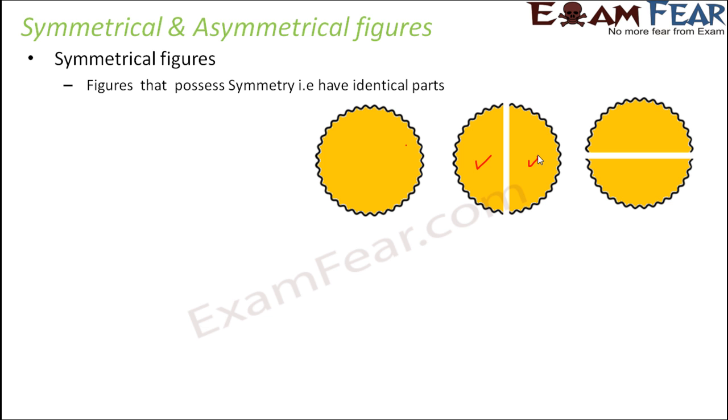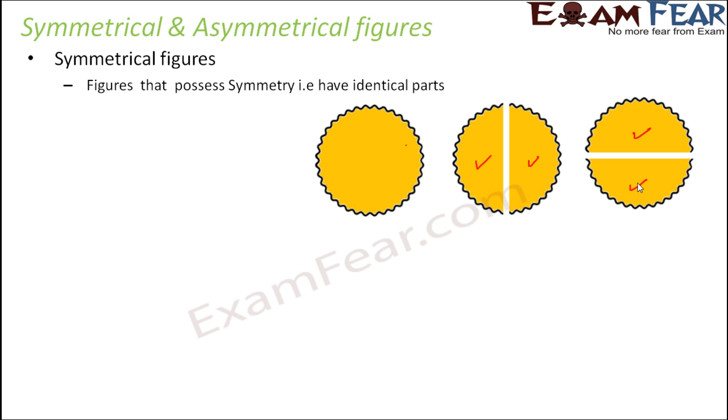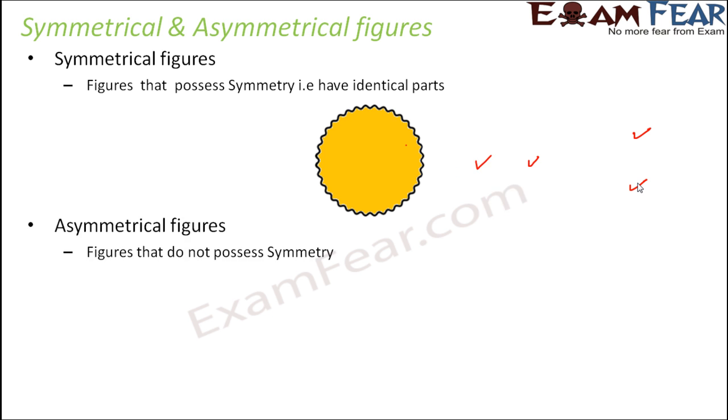In fact, not only this line, even if you think of this line, this is also an axis of symmetry because these two halves are again identical and they cover each other completely. So these are lines of symmetry for this particular figure. Let's see how they overlap. Let's say this is one part, this is another identical part. The moment you fold it and place it over the other part, you see that they exactly cover each other completely.